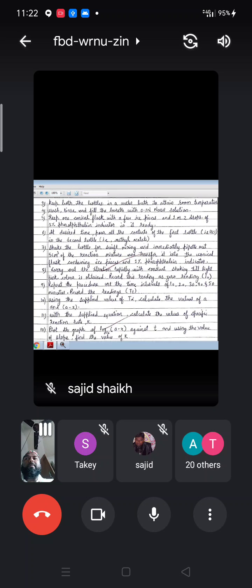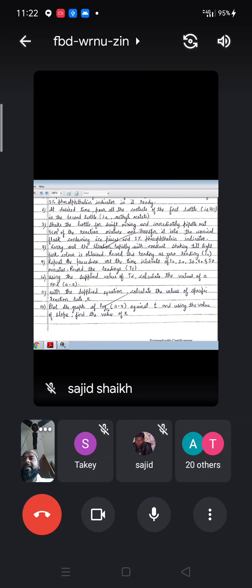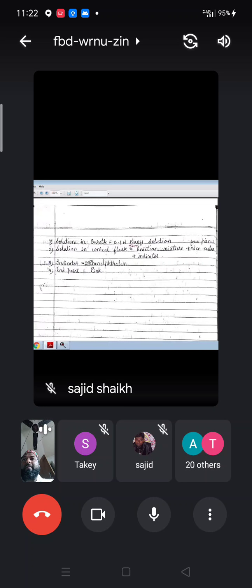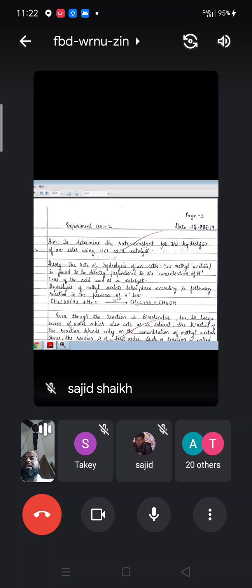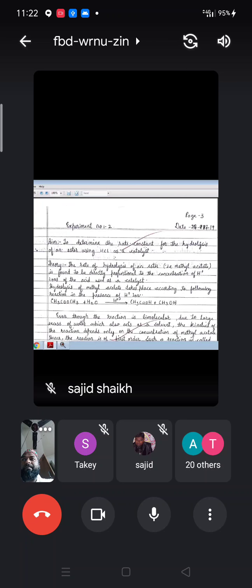Calculate the values of a and a minus x with the supplied equation. Calculate the values of the specific rate of reaction and plot the graph of log (a minus x) against t. Using the value of the slope, find the value of K from the graph and by calculation. Observation we have to write. Before the observation and calculation, below this part you have to write these observations: solution in the burette, solution in the conical flask, indicator and the end point.